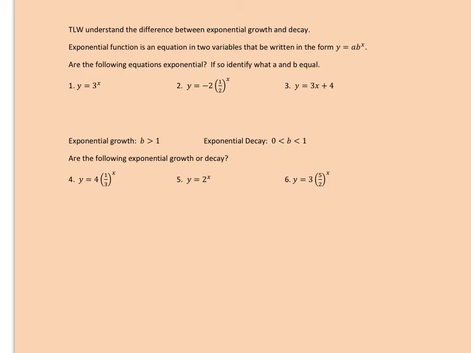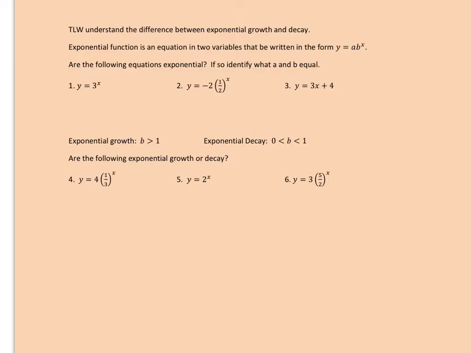Alright guys, today's goal: the learner will understand the difference between exponential growth and decay. An exponential function is an equation in two variables that is written in the form y equals a times b to the x. See how the variable is moved into the exponent? That's why it's called an exponential function.